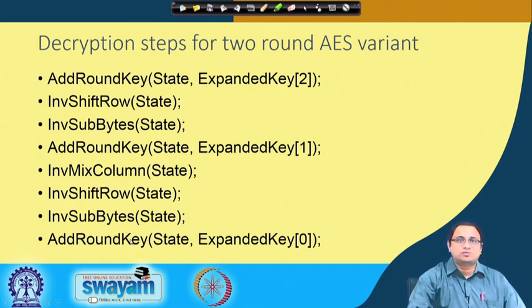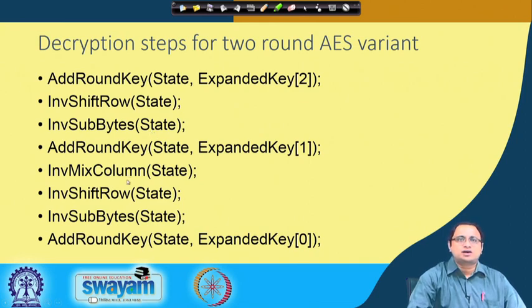Now, note that by the observations that we discussed just prior to this, you can actually change a few of these sequences. Okay. For example, I can easily interchange the shift row and the sub byte operations. I can bring the sub bytes before, I can push the shift row operation down.